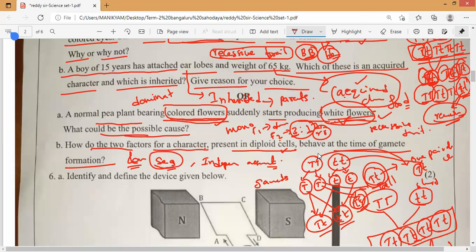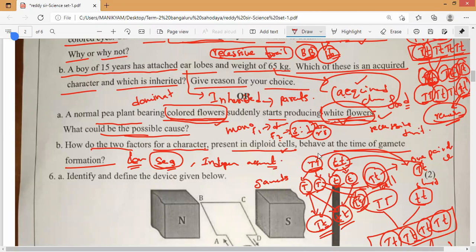According to the principle of segregation, two factors of a character are separated at the time of gamete formation. Have you noticed it? For tallness, the two factors are separating individually. For dwarfness, small t, the two factors are separating individually. And each gamete gets only one factor for that character. So each parent is donating only one factor. The tall plant is donating capital T, the dwarf plant is donating small t.